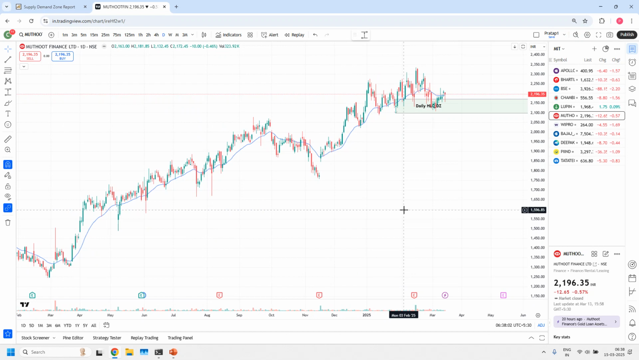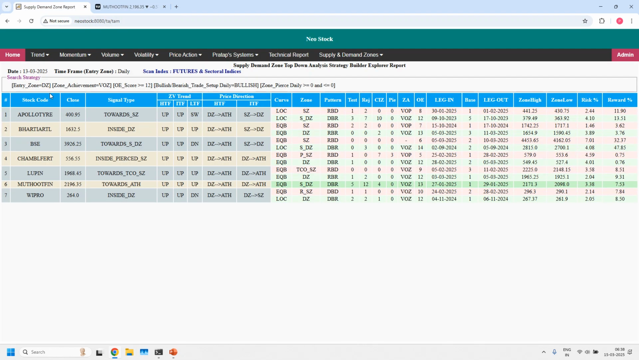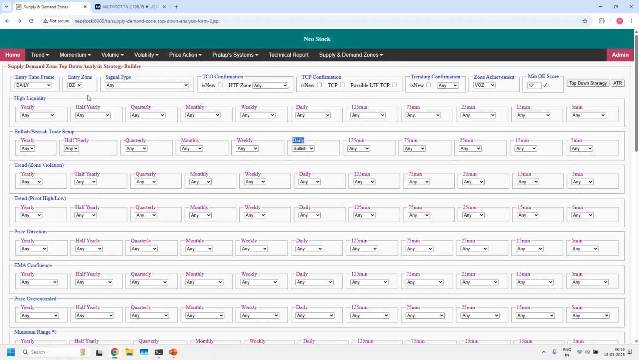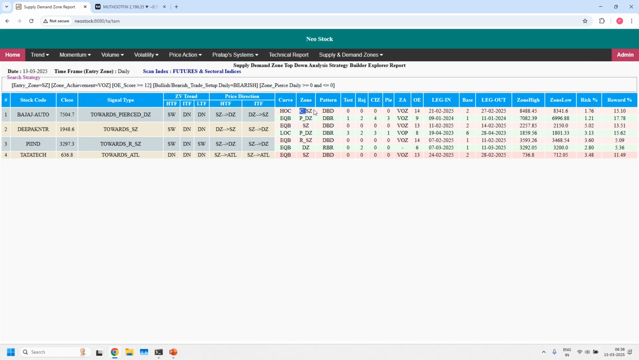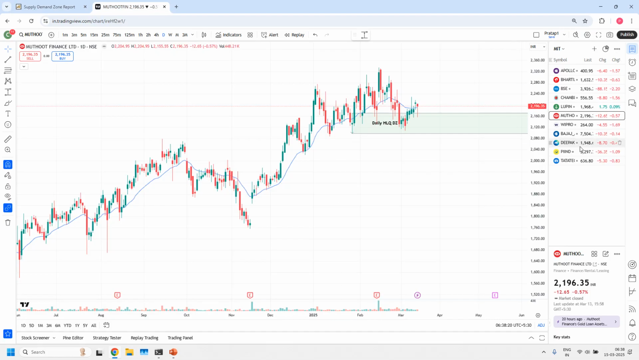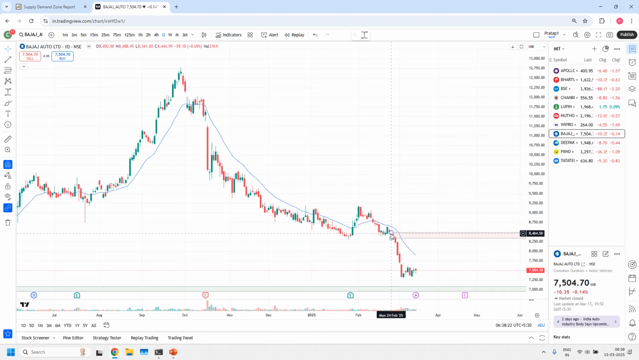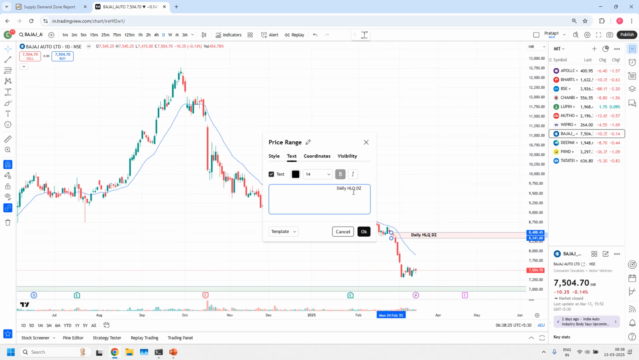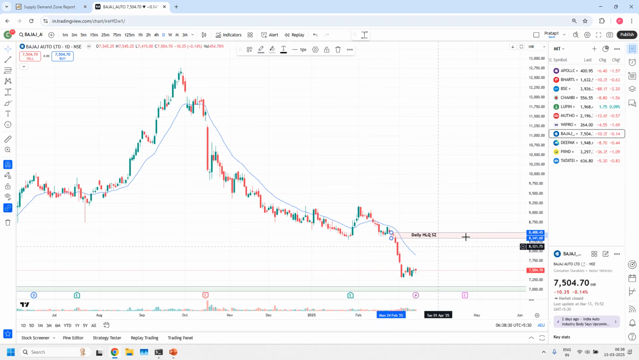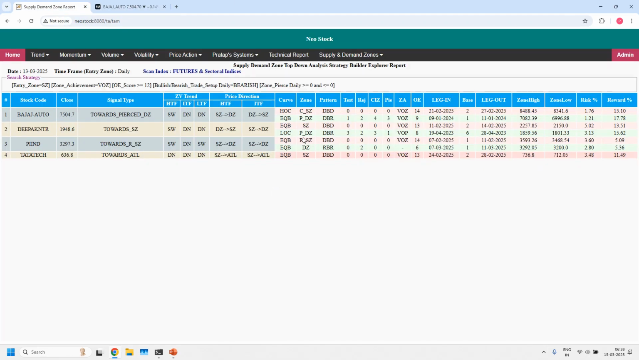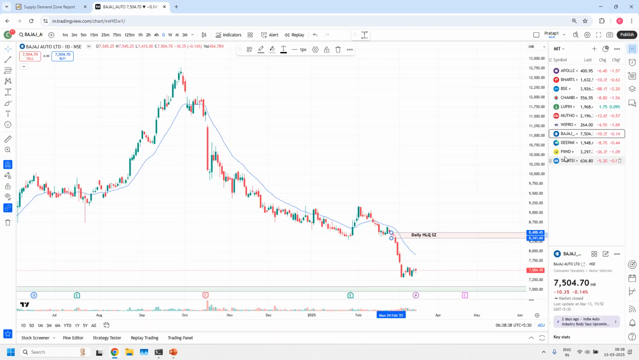So we have marked these 3 zones as high liquidity zones. Same thing we do for supply zones also. Here, supply zone, and here this is bearish. We should get 4 stocks. How many do we have? 1, 2. 2 supply zones are high liquidity. Bajaj Auto is a high liquidity supply zone. So let us add this text. This is a high liquidity supply zone. And what is the next one? Pidilite Industries. This is also a high liquidity supply zone.